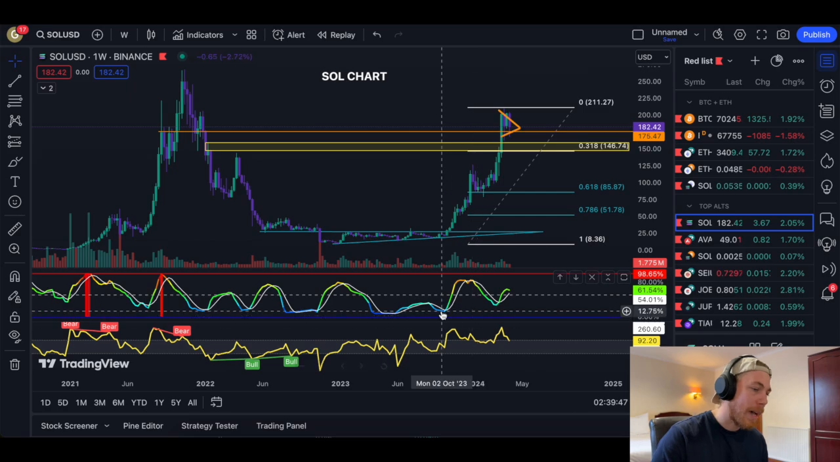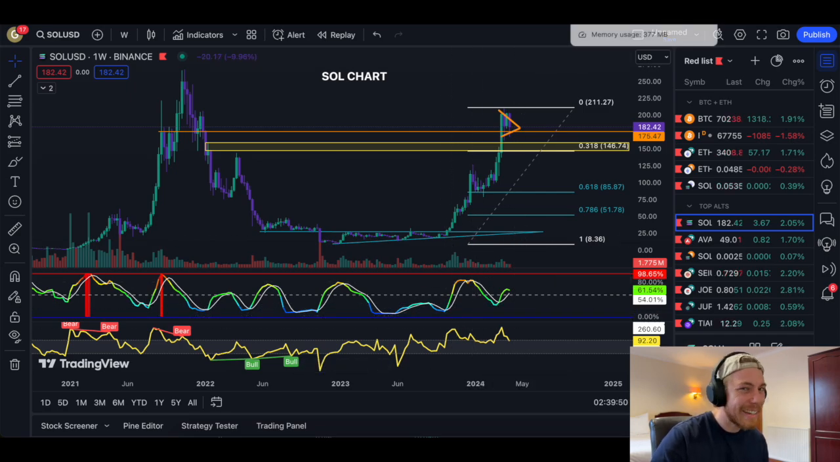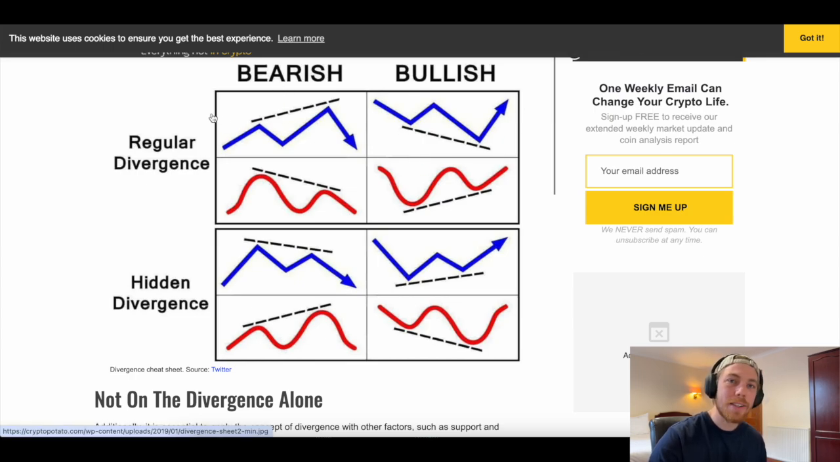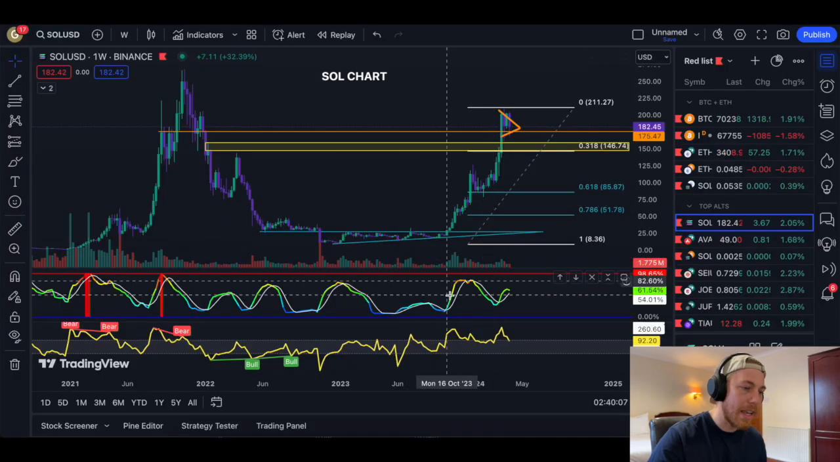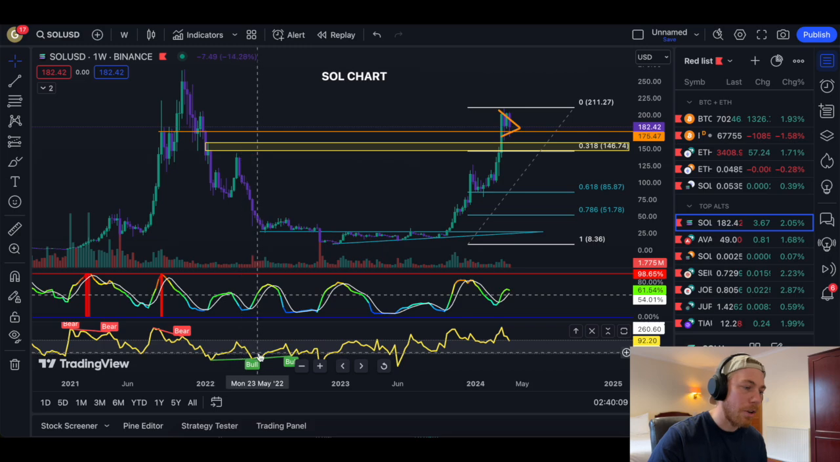RSI can be used as well, but it's a lagging indicator, so always be aware of that. But what I mean by divergence is essentially price action can do one thing, and then RSI or CCI can give you sort of indicators that are about to show you what the market's going to do. So is it going to pump or is it going to dump? As you can see here, this is on a macro scale, so it only gives indicators very rarely.